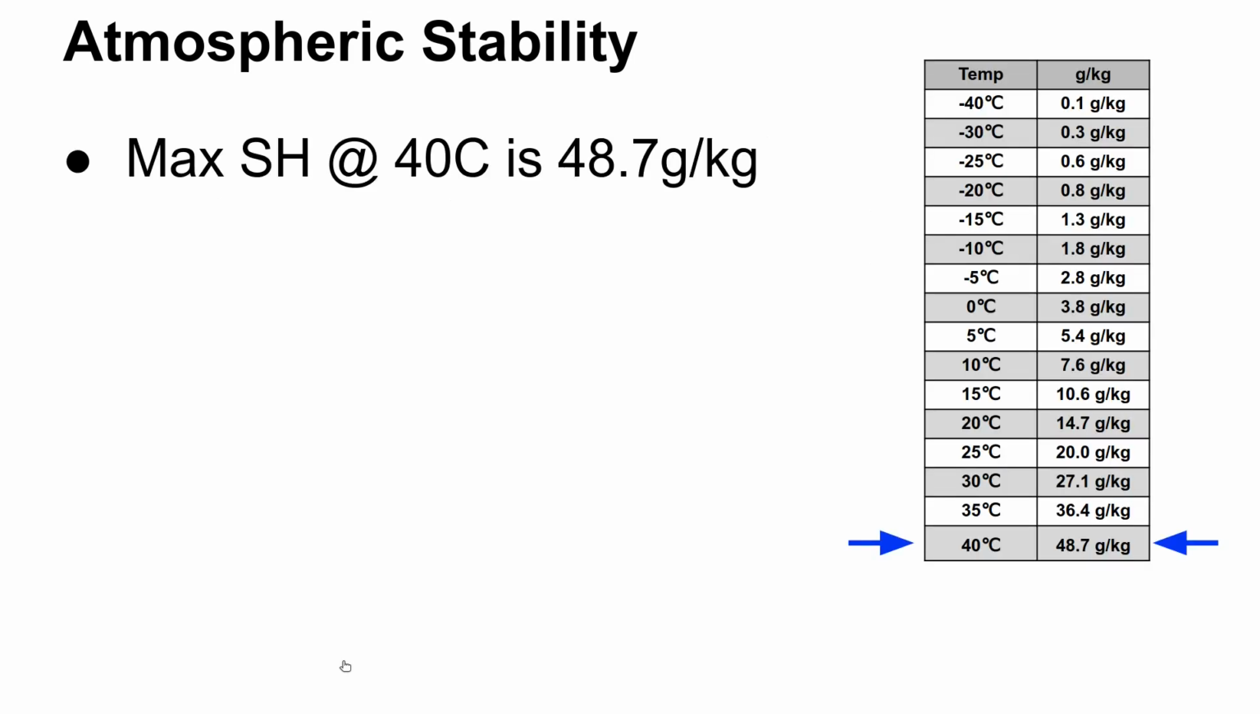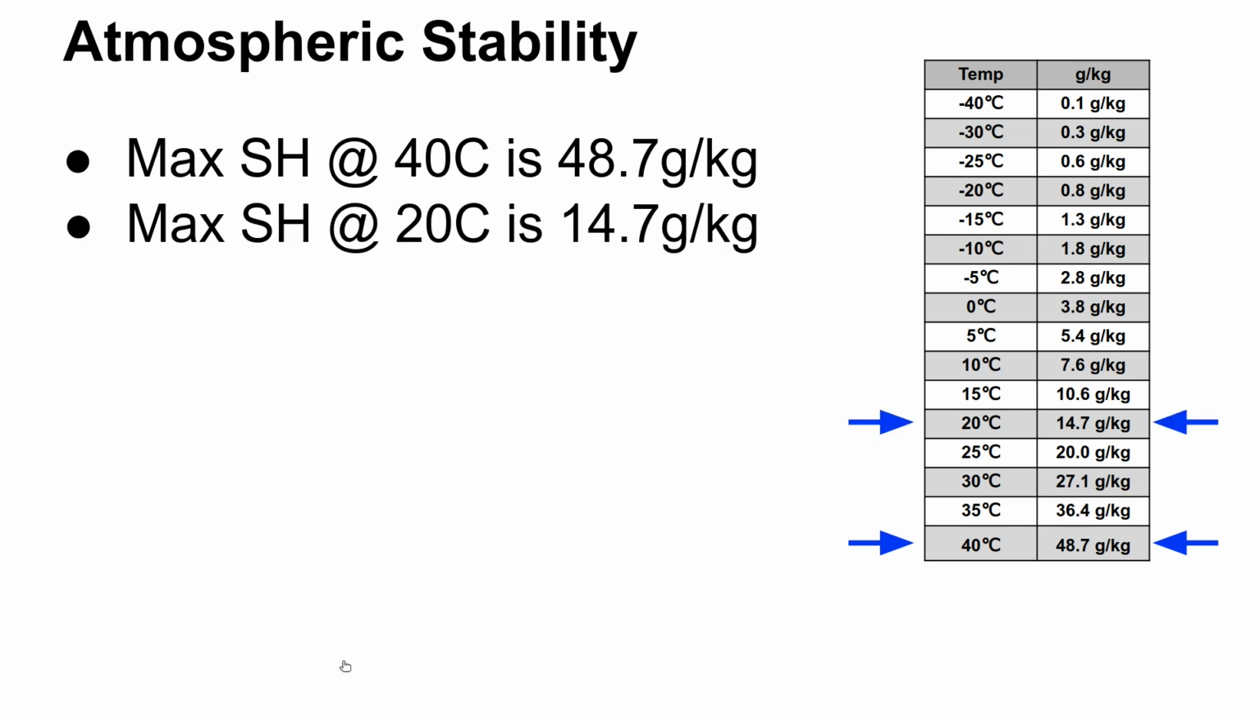So, for example, the maximum specific humidity at 40 Celsius is 48.7 grams. Let's just pretend, let's go to the Persian Gulf and hang out, and let's pretend it's 40 degrees and the relative humidity is 100%. The air is saturated. So if we cool the air down to 20 Celsius, the maximum specific humidity now is only 14.7 grams.